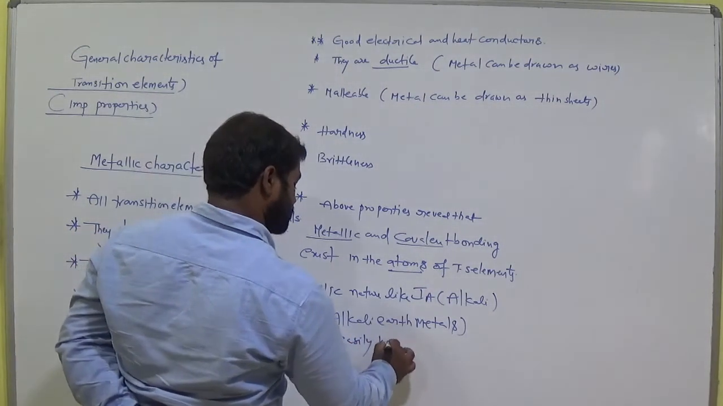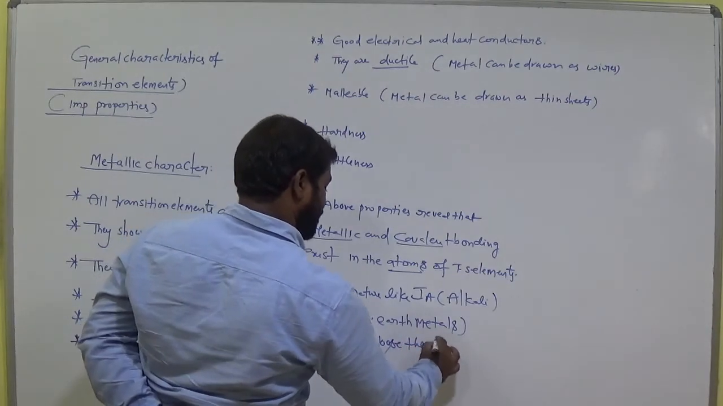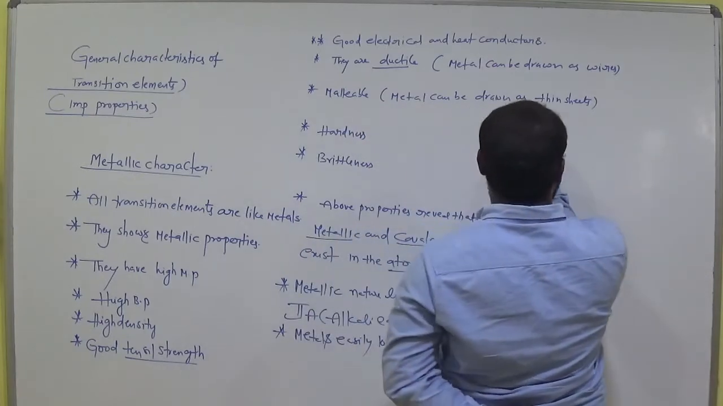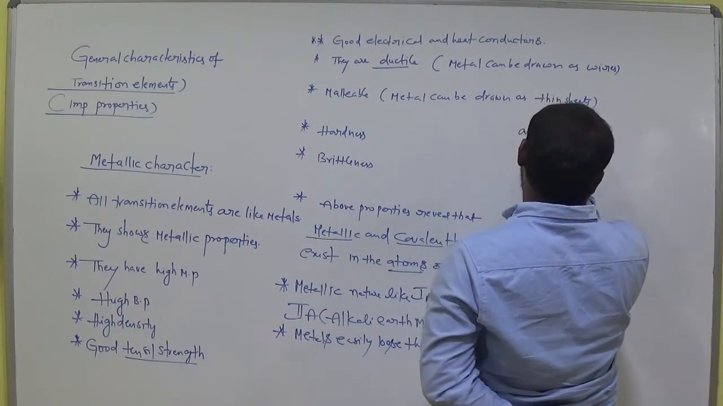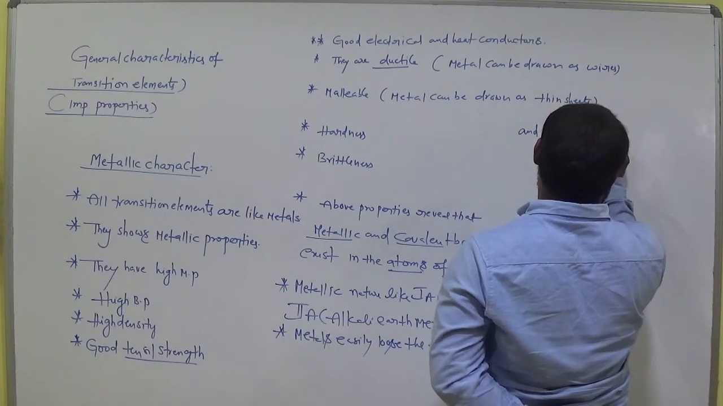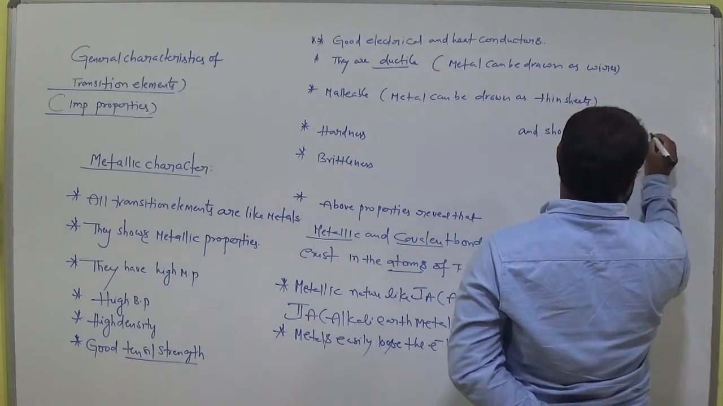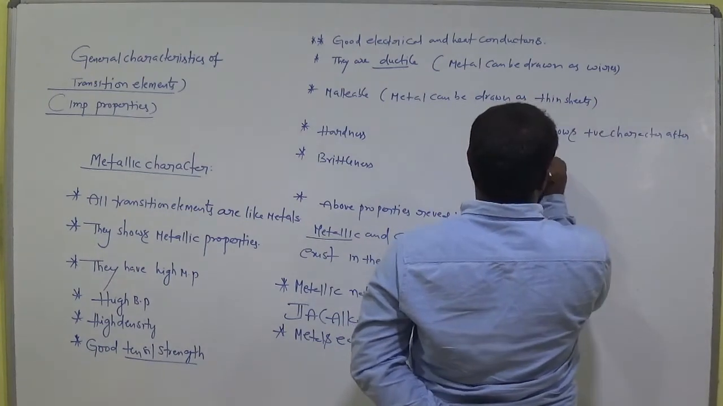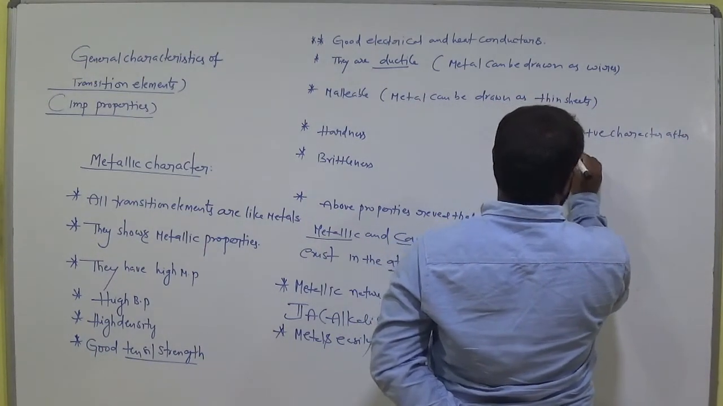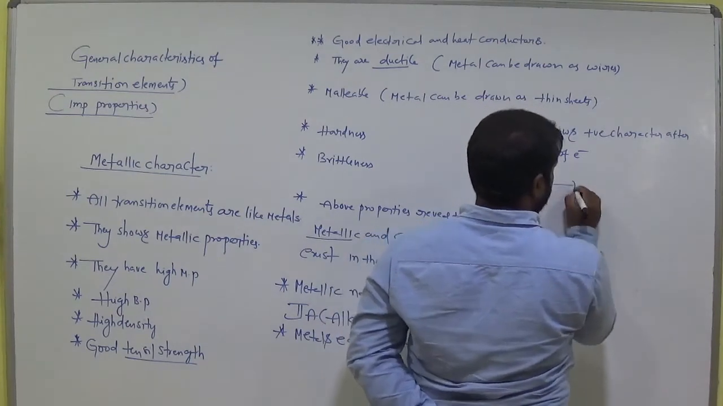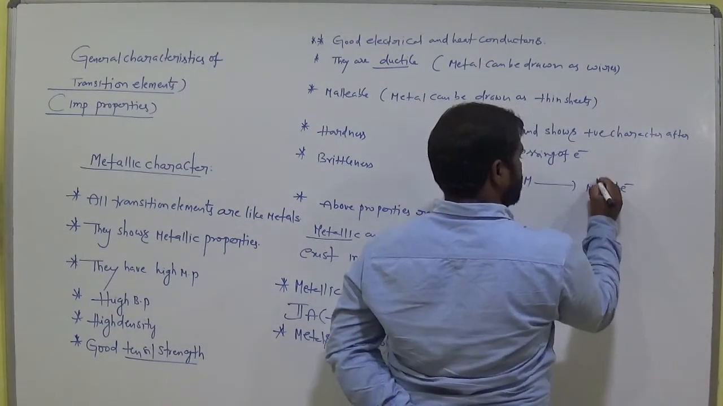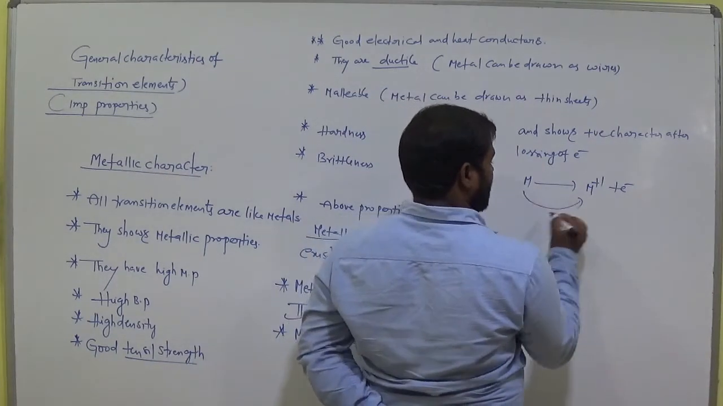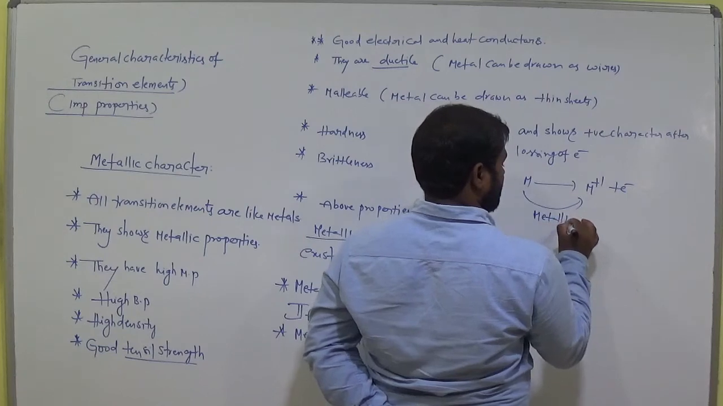Metallic bond means metals easily lose the electrons, am I right? Metals easily lose the electrons and show positive character after losing electrons, am I right? This is the metal. Suppose it loses one electron and it shows +1 oxidation state, positive state. This is called metallic character here.